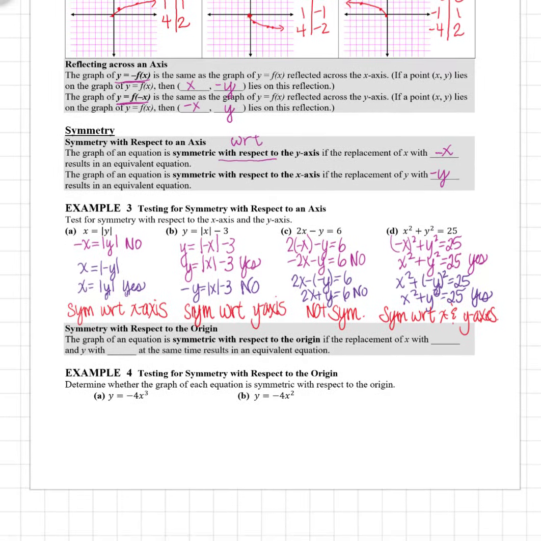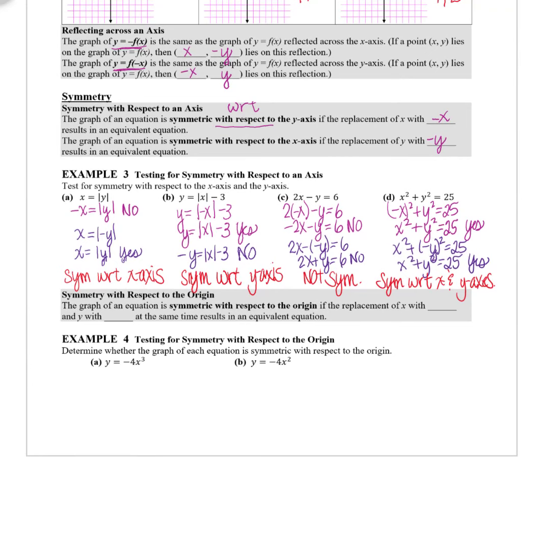So in general, testing for symmetry with respect to the origin, you replace both the x with negative x and the y with negative y. And if you have a result that is an equivalent equation, then it is symmetric with respect to the origin. So let's look at the next 2 examples.